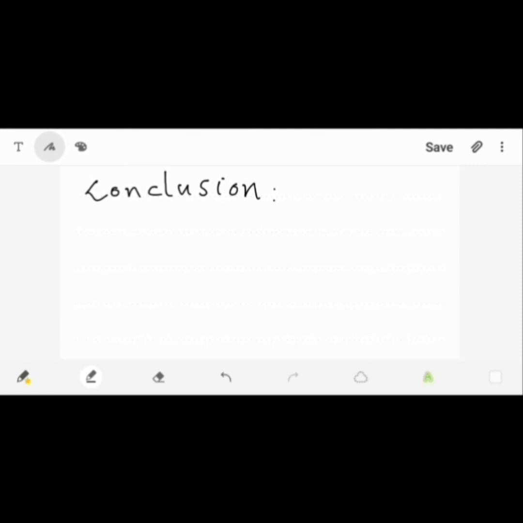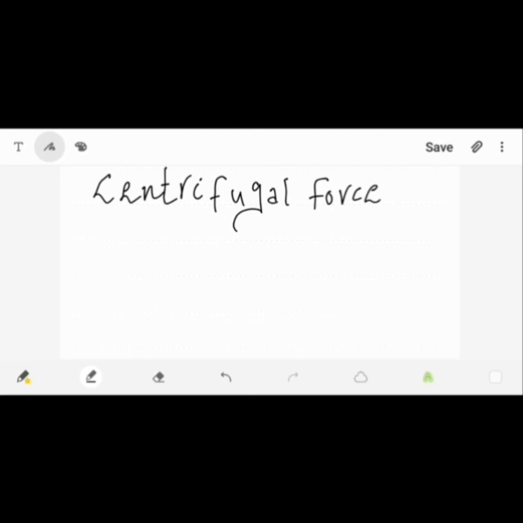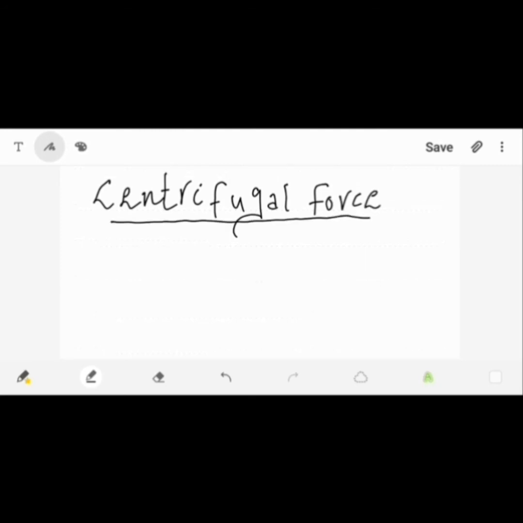Next topic is centrifugal force. When a body moves in the circular path, the centripetal force is provided by some source due to which the object keeps on moving along the circular path. But according to Newton's third law of motion, there is always a reaction force when there is an action force. So if we suppose centripetal force is the action force, then there will be a reaction force. That force is provided by the object moving in the circular path.